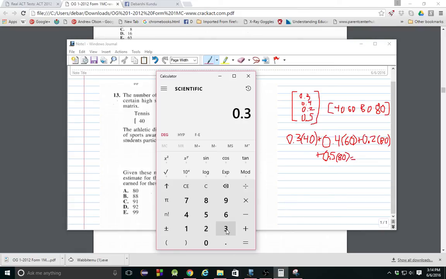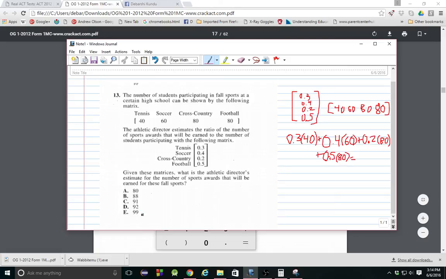0.3 times 40 plus 0.4 times 60 plus 0.2 times 80 plus 0.5 times 80 equals 260. Well, that makes no sense, so I calculated it wrong.